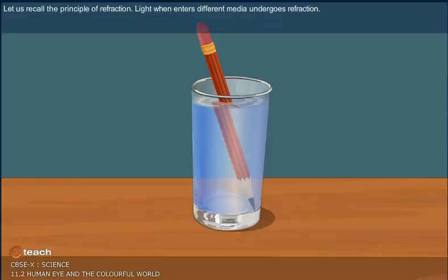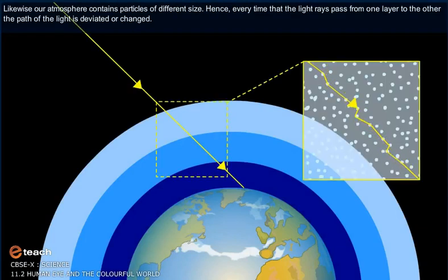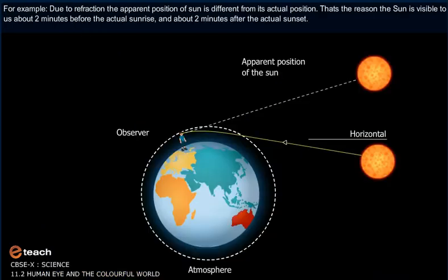Let us recall the principle of refraction. Light, when it enters different media, undergoes refraction. Likewise, our atmosphere contains particles of different size. Hence, every time the light passes from one layer to the other, the path of the light is deviated or changed. For example, due to refraction, the apparent position of the sun is different from its actual position. That's the reason the sun is visible to us about 2 minutes before the actual sunrise and about 2 minutes after the actual sunset.